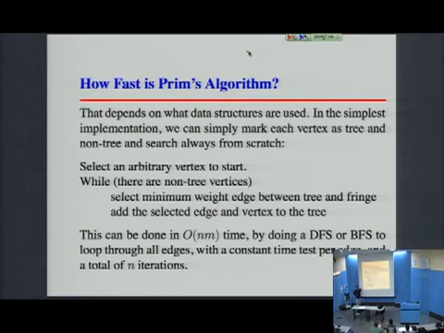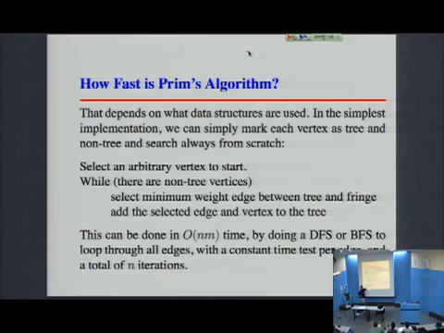Suppose we have an array of Booleans where in-tree sub I is true if and only if vertex I is in the tree. Originally, only the start vertex is in the tree and everybody else is not. Then in each iteration, we're going to add another vertex to the tree.